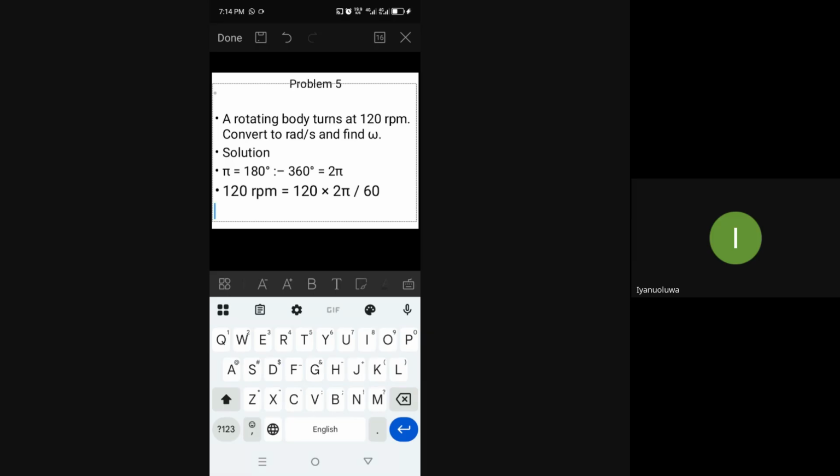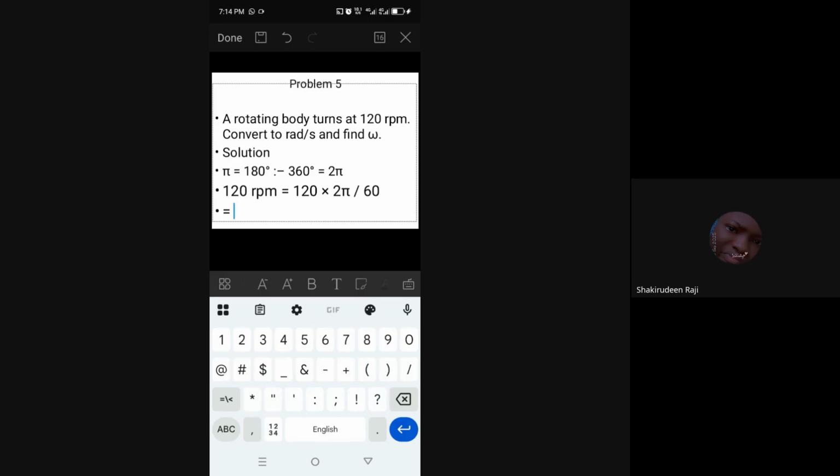120 times 2 pi over 60. 12.6. Are you sure? Yes, 12.6. Does everybody agree with that? You know, 120 times 2 pi is okay.